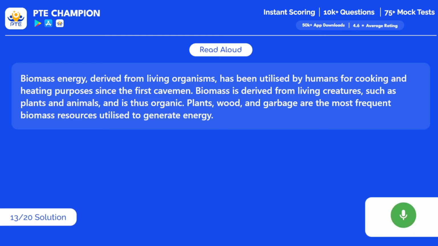Biomass energy, derived from living organisms, has been utilized by humans for cooking and heating purposes since the first cavemen. Biomass is derived from living creatures, such as plants and animals, and is thus organic. Plants, wood, and garbage are the most frequent biomass resources utilized to generate energy.